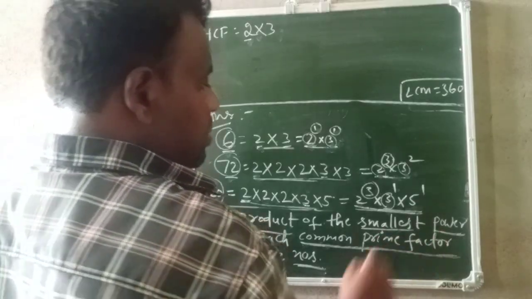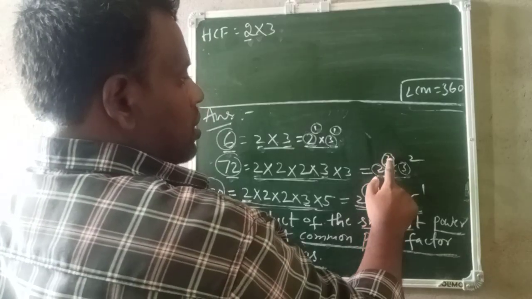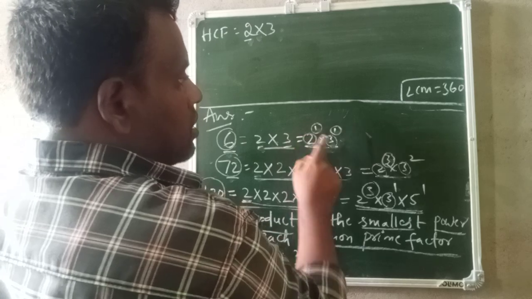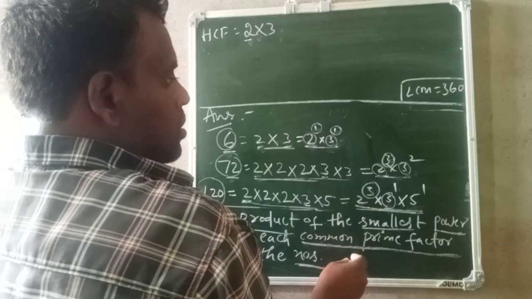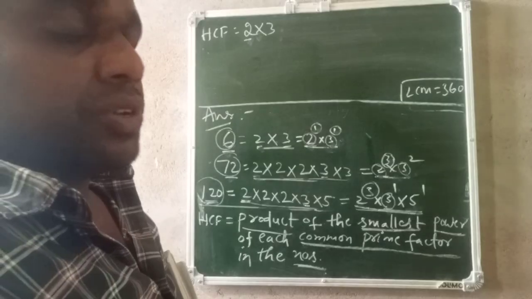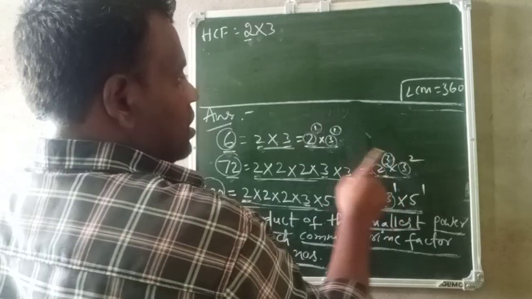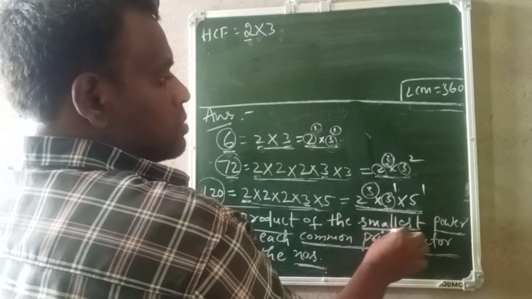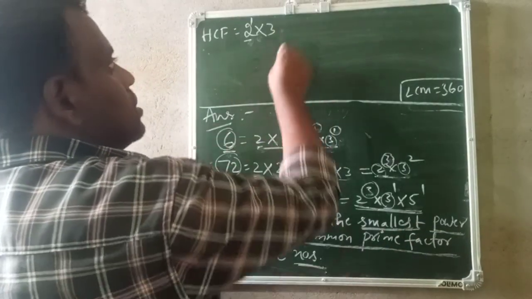What are they telling? Smallest power. Now consider the smallest power. Which is the smallest power? Here 3, here also 3, both are the same, so it's no problem. But here 1 is there. This 3 is greater than 1, but we need the smallest. We don't want the biggest number, we want the small number. So 1 is smaller than this 3 and 1 is smaller than this 3. So 1 is the smallest power. So take this 1 and write it here.